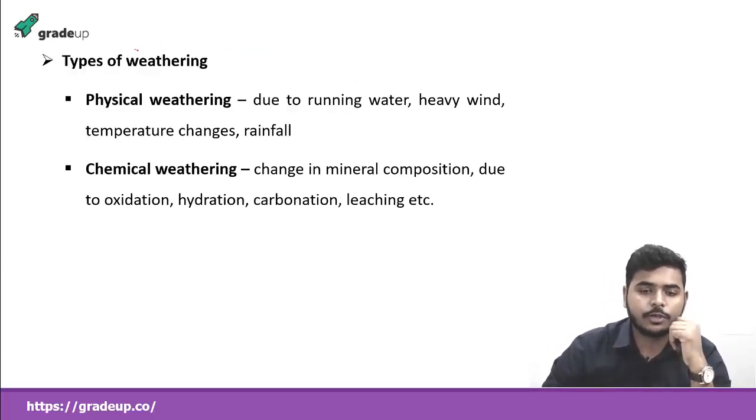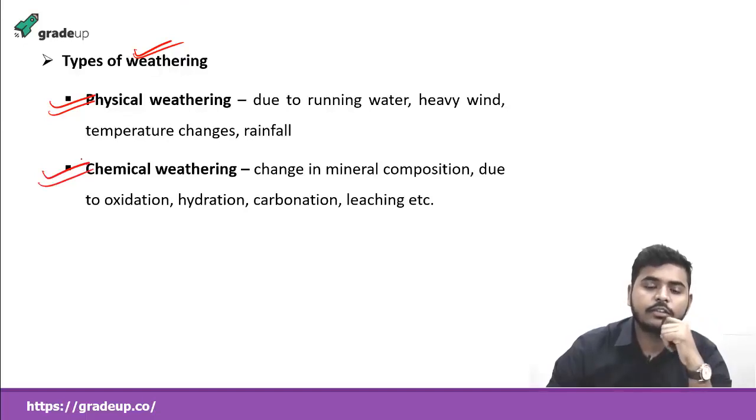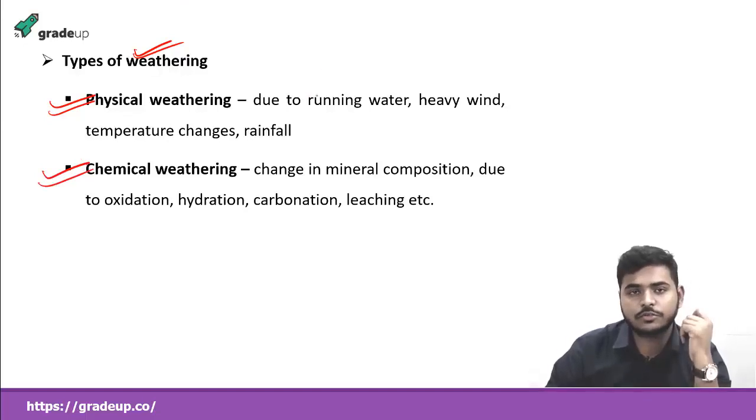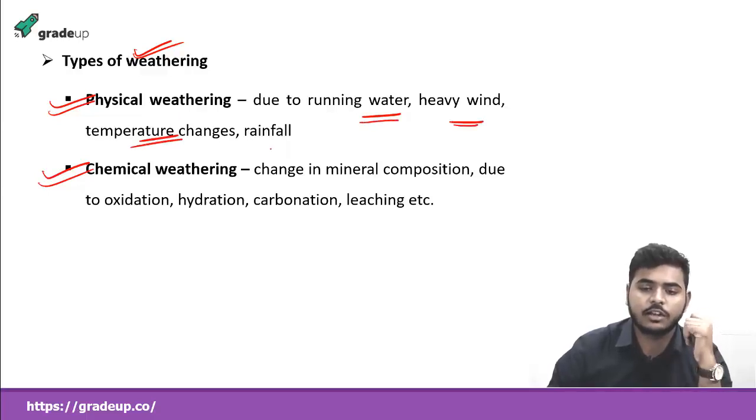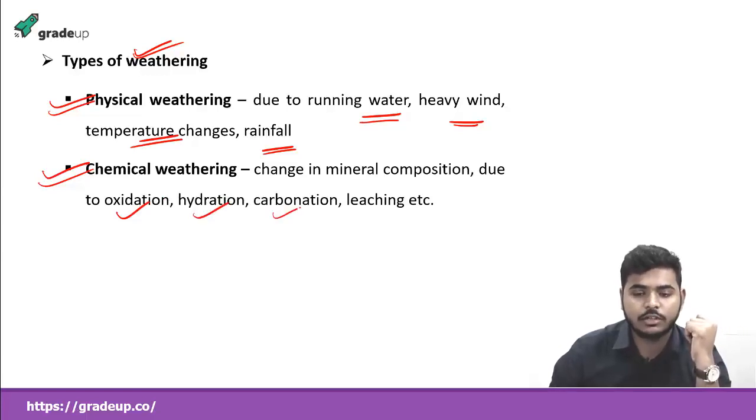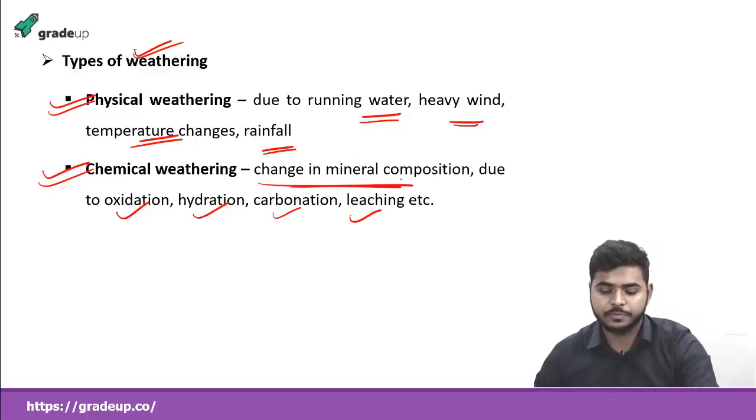Now coming to the types of weathering. Weathering may be either physical weathering or chemical weathering. In physical weathering, as the name suggests, it is due to physical reasons like running water, heavy wind, temperature changes, rainfall. Man has no influence on this. The second is chemical weathering, that is due to change in the mineral composition of rocks and minerals. It may be due to oxidation, hydration, leaching, carbonation, etc. This may lead to change in mineral composition. You have to keep that in mind.